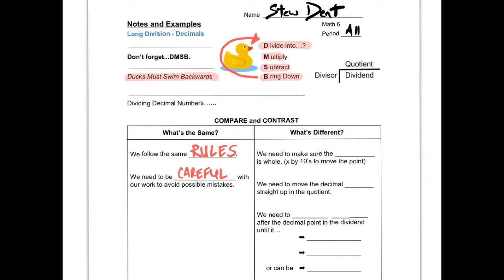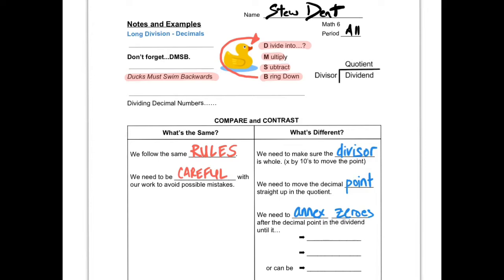Okay, so if the rules are the same and being careful is still important, what's different about long division with decimal numbers? Well, first of all, we need to make sure that the divisor is a whole number. Secondly, we always need to make sure that we move the decimal point straight up in the quotient. Finally, we need to annex zeros in order to write our remainder as a decimal number. And we did a little bit of that with whole numbers.